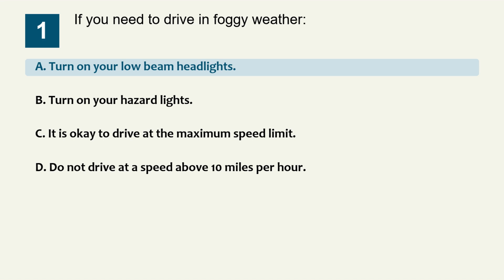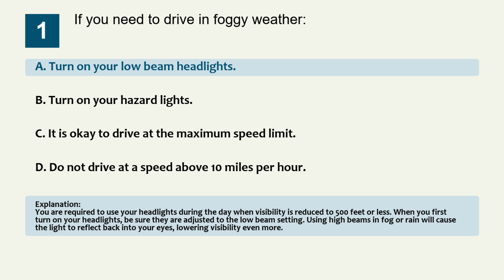The correct answer is option A. Turn on your low beam headlights. Explanation. You are required to use your headlights during the day when visibility is reduced to 500 feet or less. When you first turn on your headlights, be sure they are adjusted to the low beam setting. Using high beams in fog or rain will cause the light to reflect back into your eyes, lowering visibility even more.